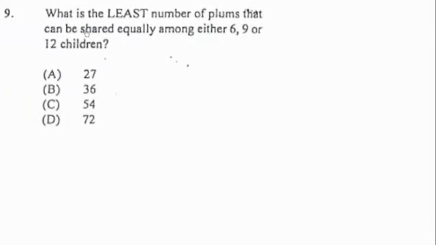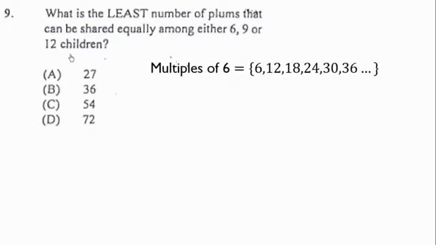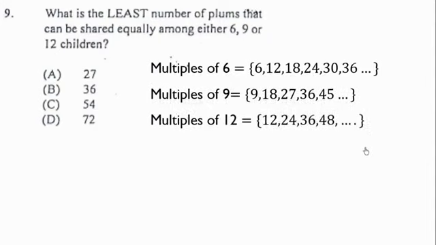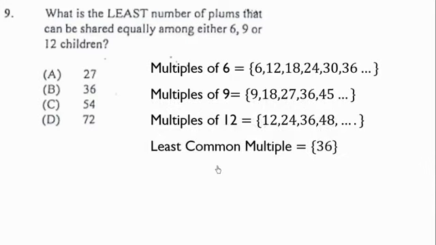What is the least number of plums that can be shared equally among either 6, 9, or 12 children? That is equal to finding the least common multiple of 6, 9, and 12. We know the multiples of 6, the multiples of 9 to be this, and the multiples of 12 to be this. Now the least of the common multiples is 36. Therefore the correct answer is 36.